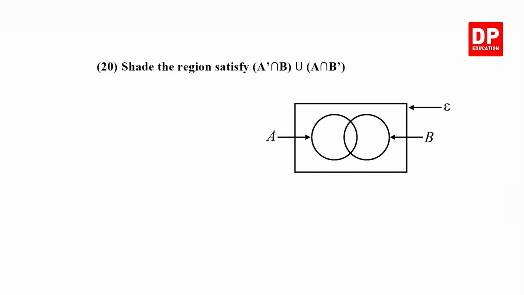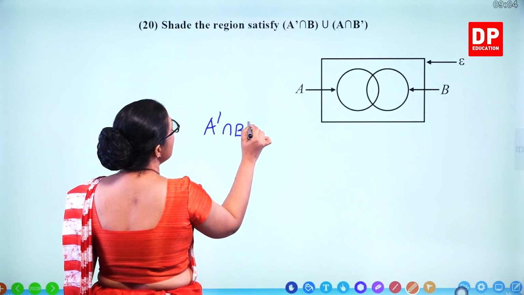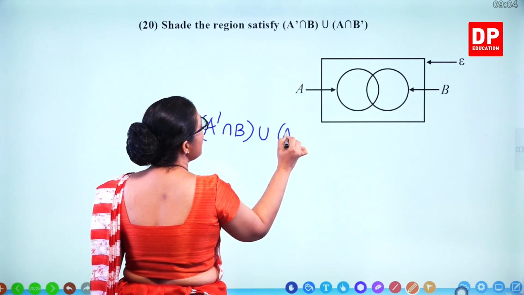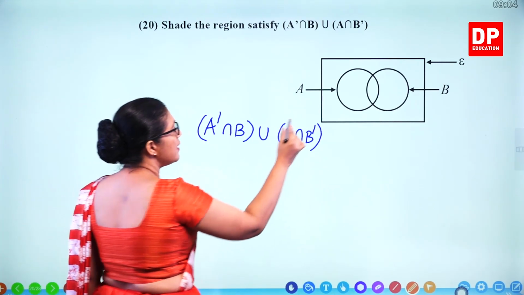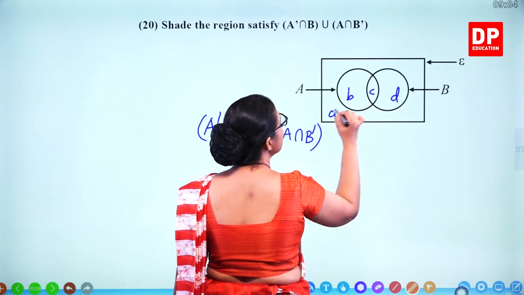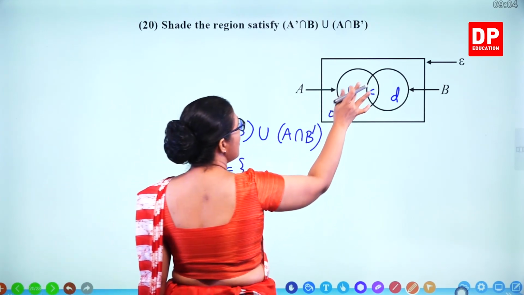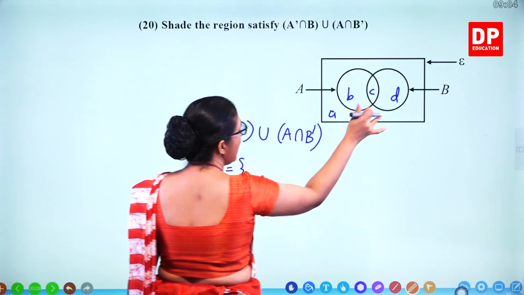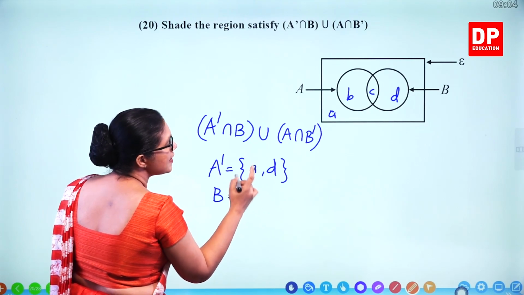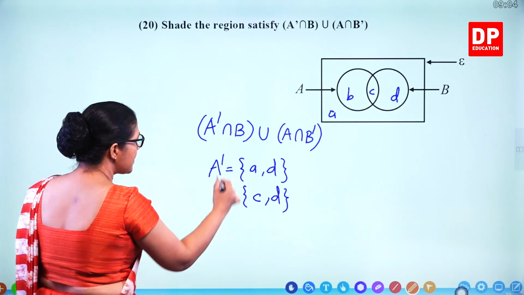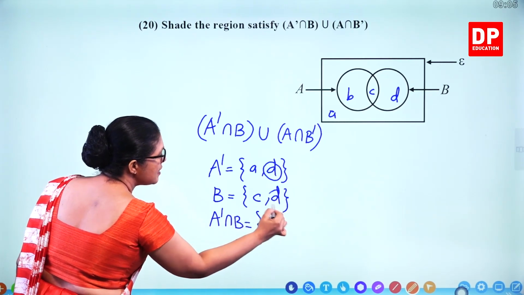Question number 20. Shade the region that satisfies A dash intersection B, then union A intersection B dash. We'll do it with letters A, B, C, D. What's A dash? We can write down the elements. From the elements you can find out. A dash means C and D. B, what's B? C and D. Intersection. A dash intersection B means only the common terms. Only common term is D.